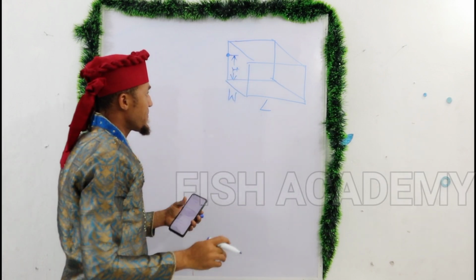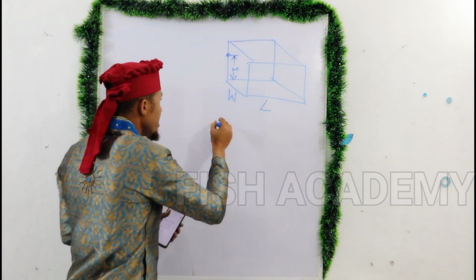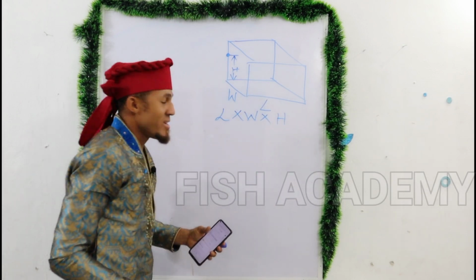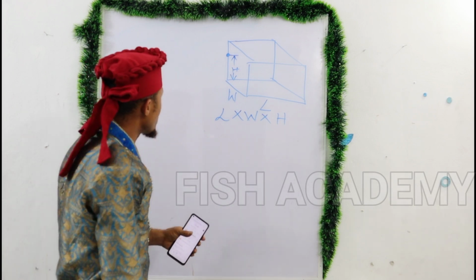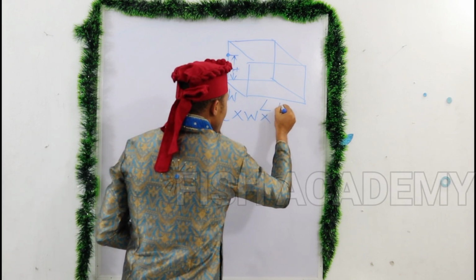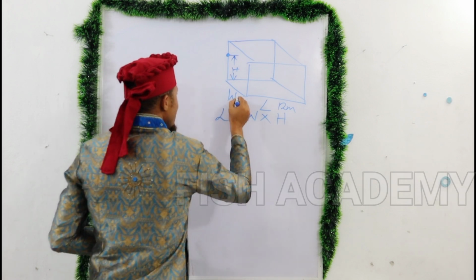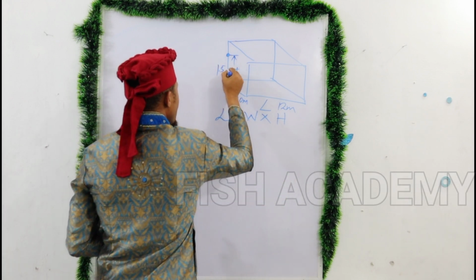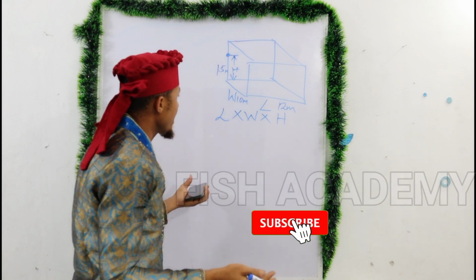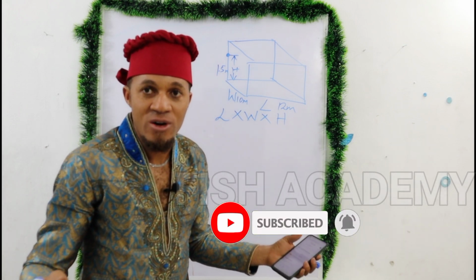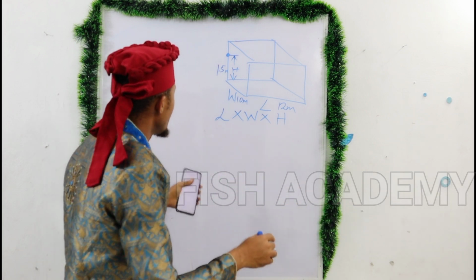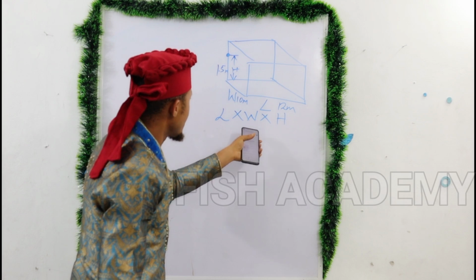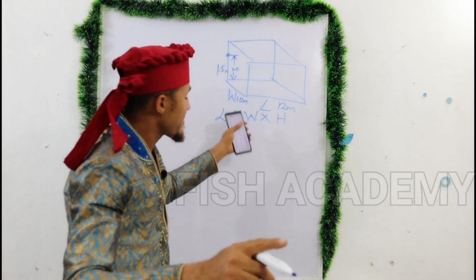All right. So to calculate for volume, you need the length times the width times the height. Once you know these, you are good to go. So let's take 12 meters for the length, 10 meters for the width, and 1.5 meters for the height. How are you going to calculate this? Certainly you need to do some conversion.